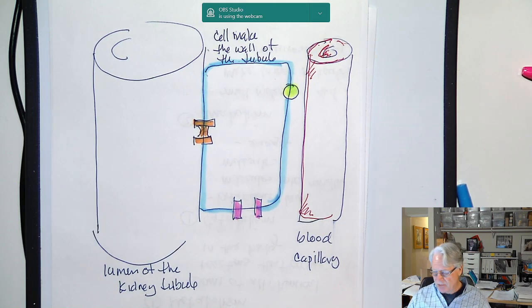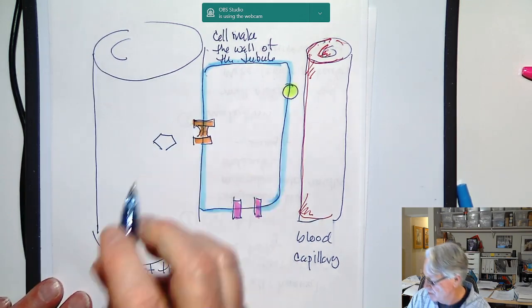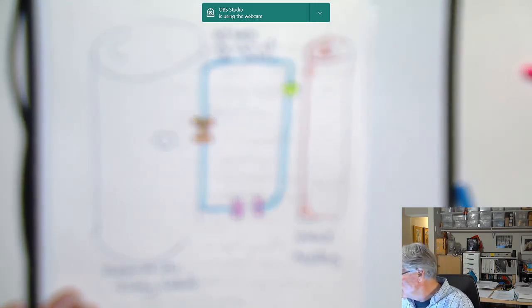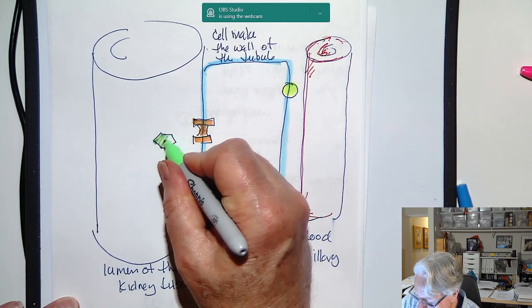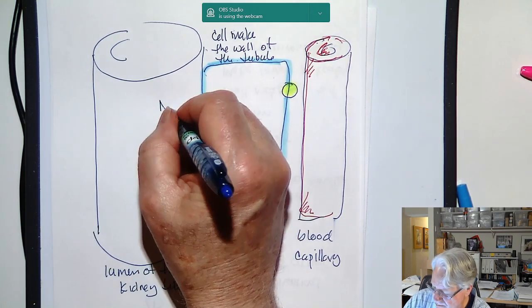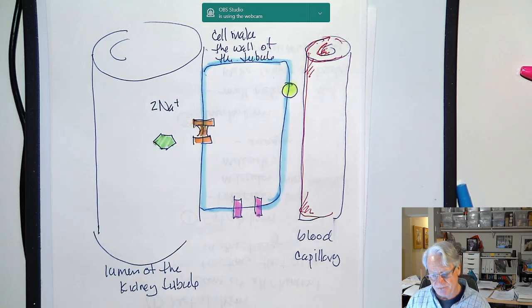And I'm going to need a sugar molecule. Oh, there's my sugar molecule. Okay. And let's do a little green action on that. And I'm also going to have some sodium here. In fact, I'm going to have 2 molecules of sodium.